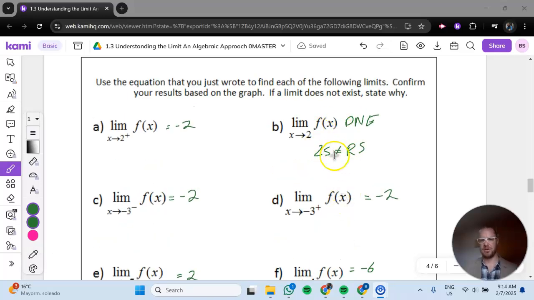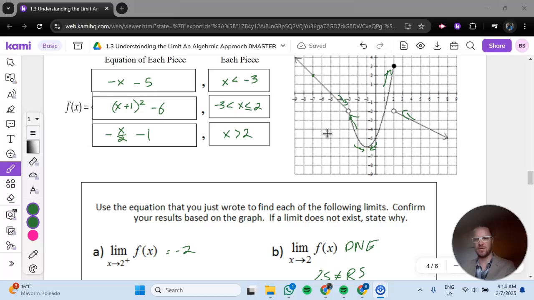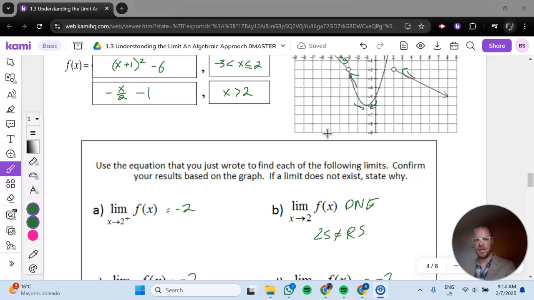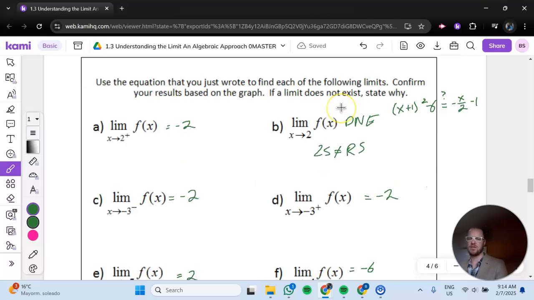I just realized I should probably show you the actual work up here for this one as well, since that one was a little bit different where you were not supposed to use the graph. So let's quickly look at it. I'm approaching 2, which means I'm going to need to use both of these two equations to figure this out. From the left side it's going to be this, and when it's bigger, it's going to be this one here. So x plus 1 squared minus 6 needs to be equal, question mark, to negative x over 2 minus 1. We know it isn't already because it doesn't exist, but let's go ahead and prove this now.